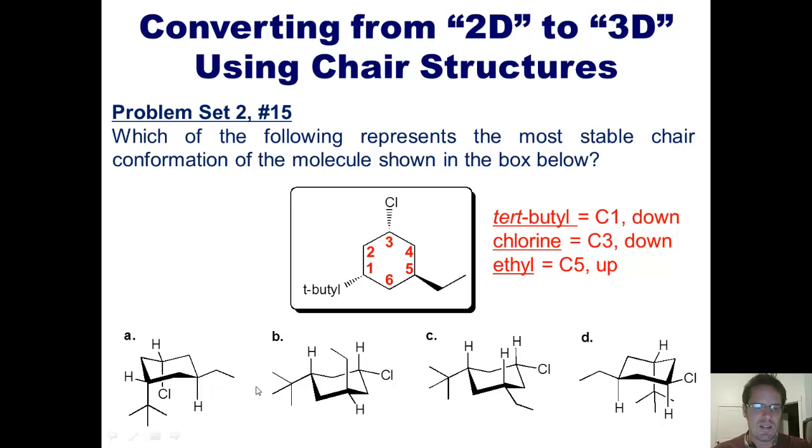Well, as I mentioned earlier, the equatorial position is more favorable, especially for large groups like this tert-butyl group. In this particular example, B, I've got a tert-butyl that's equatorial, a chlorine that's equatorial, and an ethyl that's axial. In option A, I've got a tert-butyl that's axial, a chlorine that's axial, and only an ethyl that's equatorial. Hence, between the two of these, B is much more stable and is the correct answer.